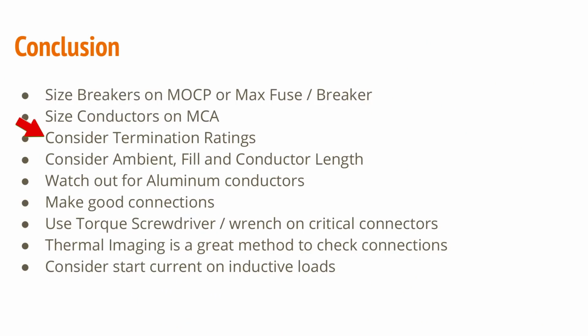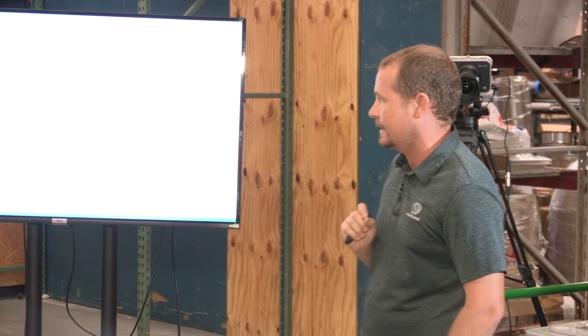Consider your termination ratings: disconnects, contactors, wire nuts, breakers. If you're going to try to use a higher column, just keep in mind all those terminations, all those connections have to be rated for it.